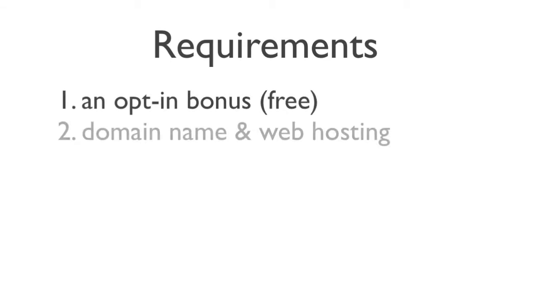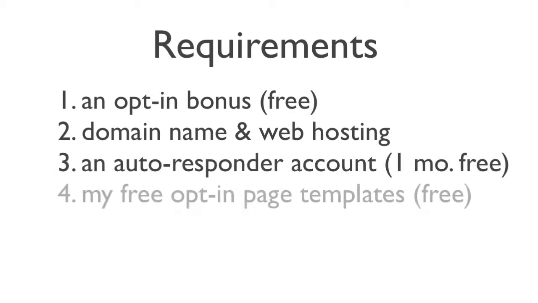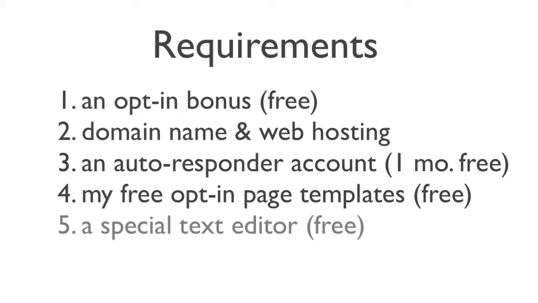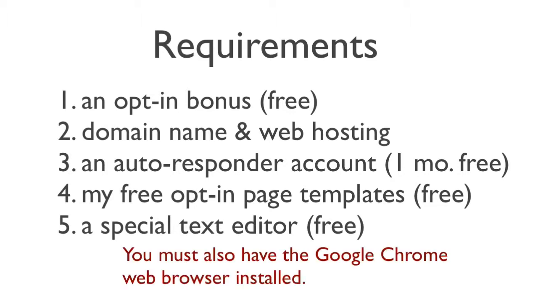Before we get started, let me just show you what it takes to set up an opt-in page like this. There are 5 things. Don't say, oh my gosh, I can't do all those. No, you can do it. And we're going to run through each of these in the video. You need to have an opt-in bonus. I'll show you how to do that. You need a domain name and web hosting, an autoresponder account, my free opt-in page templates. Okay, those are free. You can download those at a link below this video. And a special text editor, and I'll show you all about that. So those are the things we need. Do not be scared by these things if you've never used them before. Okay, this is going to be easy breezy to do.